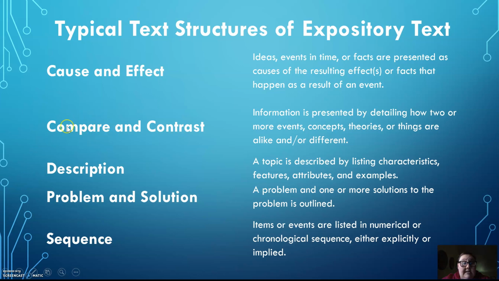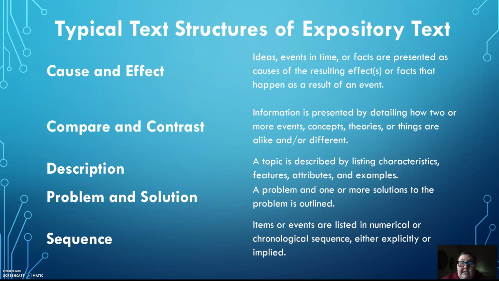The next one is compare and contrast. So comparing something is how is it alike? Contrasting something is how is it different? So information is presented by detailing how 2 or more events, concepts, theories, or things are alike and or different. Simple as that. The text is probably going to be about 2 things, and they're talking about how those 2 things are alike and how they are different.